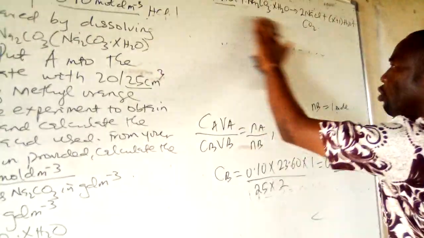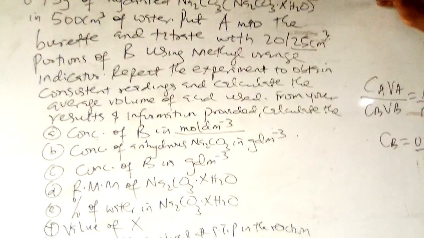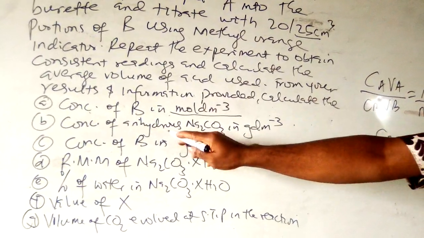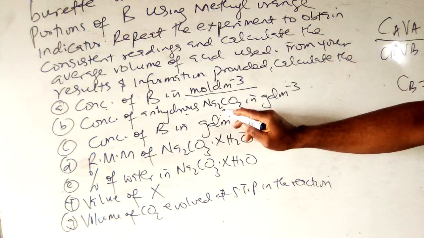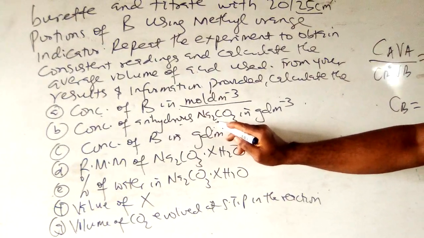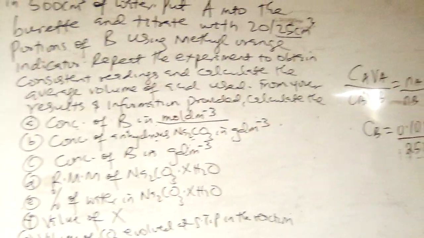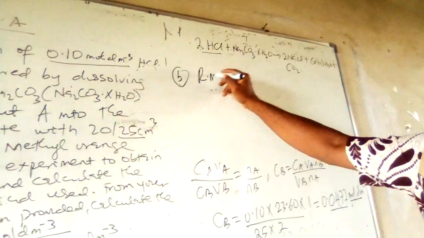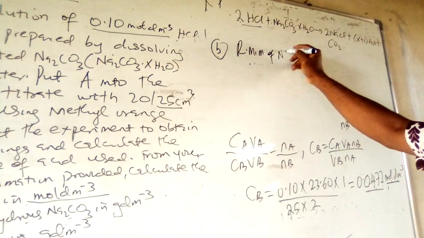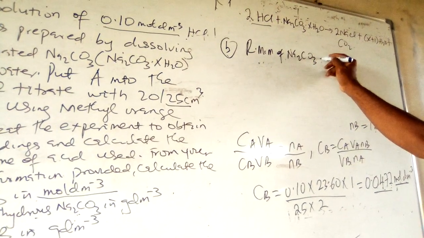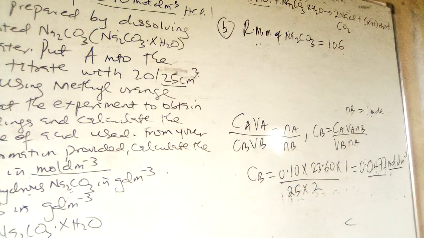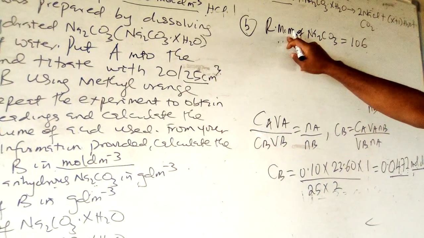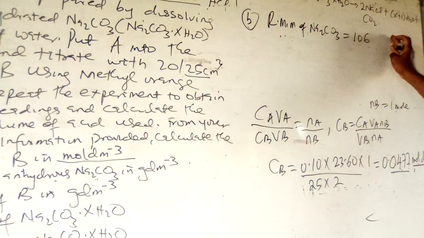The B equation says we should find the concentration of anhydrous sodium carbonate. Anhydrous means what? Without water of crystallization, in gram per dm cube. You find the relative molecular mass of sodium carbonate. When you calculate it, you're going to get 106. That is 106 relative molecular mass. If it's molar mass, then you put a unit of gram per mole.